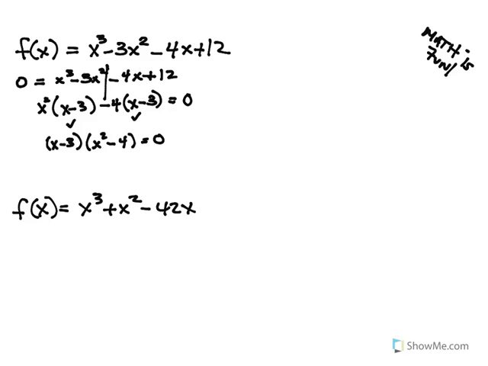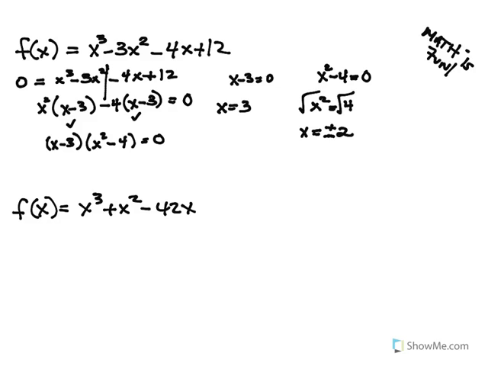So each factor is set to 0, and you're going to solve for x. So here, x is equal to 3. Here we have x squared minus 4, so we're going to do the square root property. Whenever you do the square root property, you must account for the positive possibility and the negative possibility. So you must put the plus or minus.